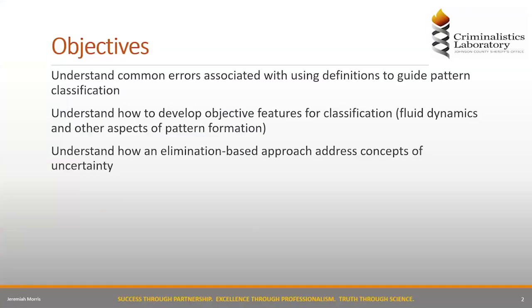So these are the objectives that we're going to cover today. We're going to look at some common errors associated with using definitions to help drive pattern classification, and then understand how to develop these objective features for classification. We'll look at a variety of different sources, such as fluid dynamics and other aspects of pattern formation. And then the other thing that we're going to discuss is how using this approach can assist in an elimination-based approach to address concepts of uncertainty when it comes to pattern classification.